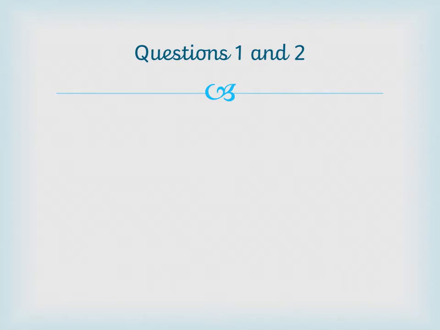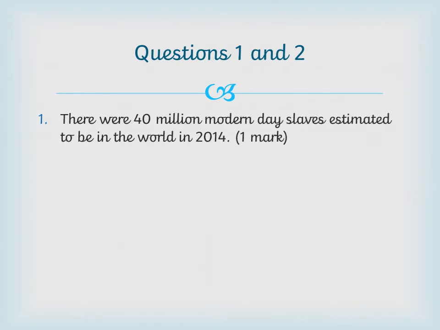Now, questions one and two. So question one, fairly straightforward. There were 40 million modern day slaves estimated to be in the world in 2014. One mark for that. On to question two.